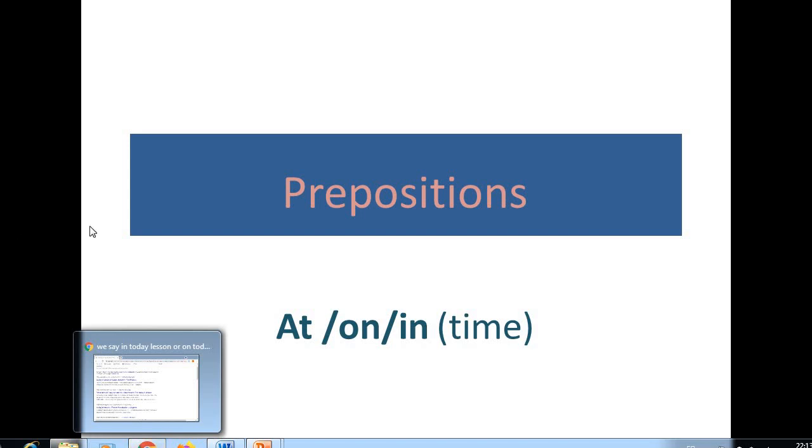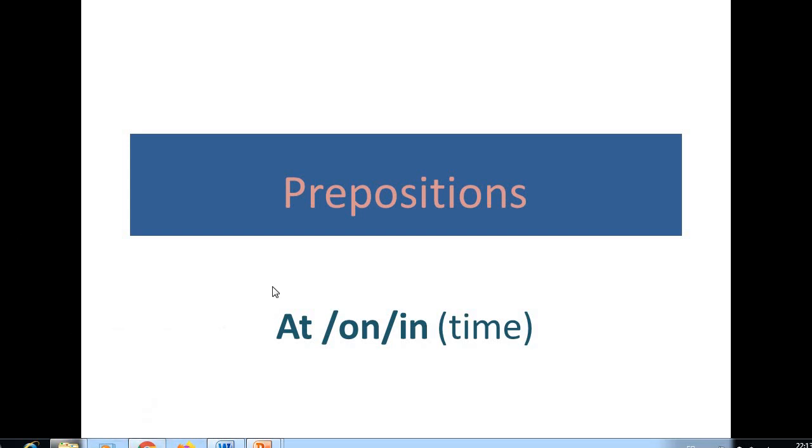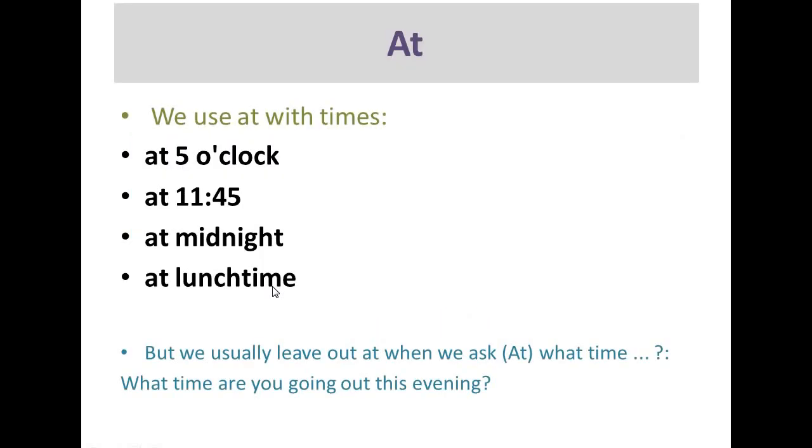So now let's start with the preposition at. We can use it with times. For example, at 4 o'clock or 5 o'clock or whatever, at midnight, at 11:45, at lunchtime. For example, if we want to say I am going to meet you at 4 o'clock, or let's see you at 4 o'clock, it's okay. And at midnight, at lunchtime.